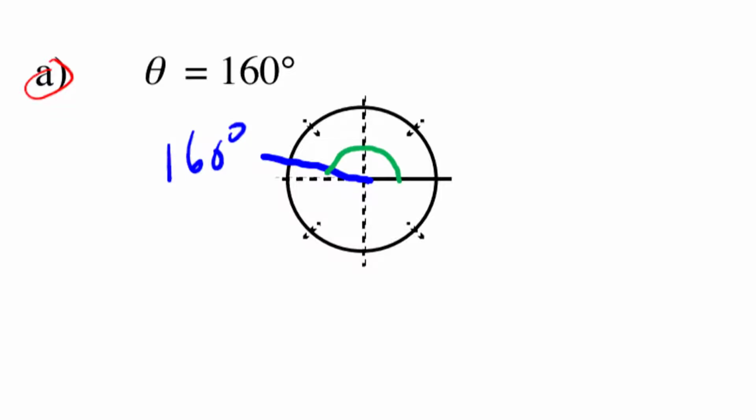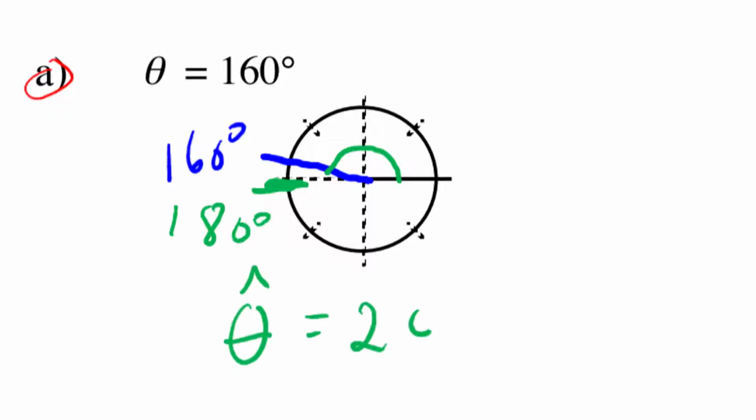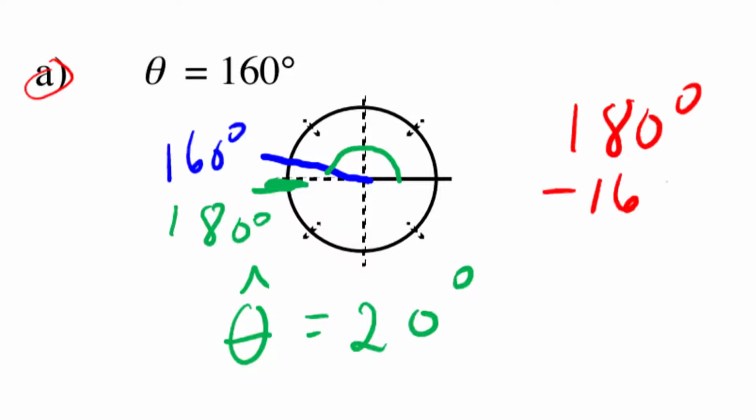And so theta comes around from the positive x-axis, but for theta hat we're going to compare to the negative x-axis at 180 degrees. We can see that's a difference of 20 degrees, so theta hat is 20 degrees. Or if we don't see it outright, we can just go ahead and do some subtraction. That's certainly allowed.